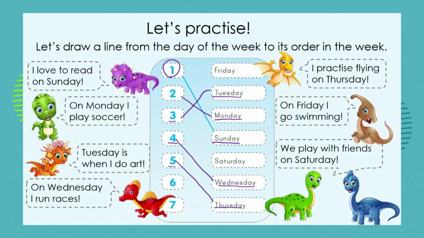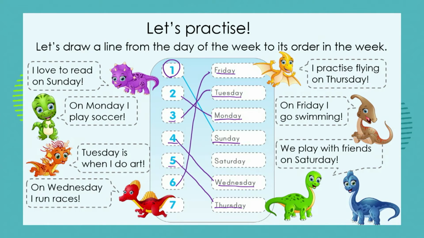Now, what will our 6th day of the week be? Can you guess? Excellent. It is going to be Friday. So let's have a look at where is Friday on the list of our days of the week. And I can see Friday is here on the top. So from number 6, we're going to draw a line all the way to the top. And let's see what our dinosaur likes to do on Friday. On Friday, I go swimming.